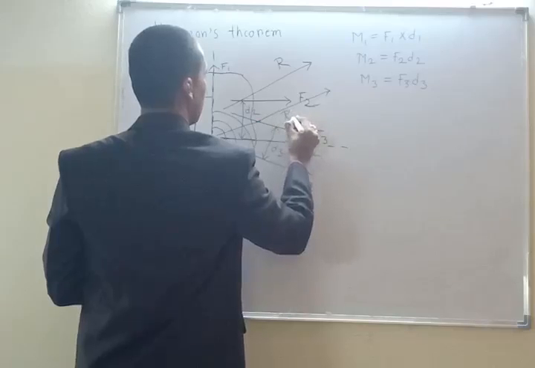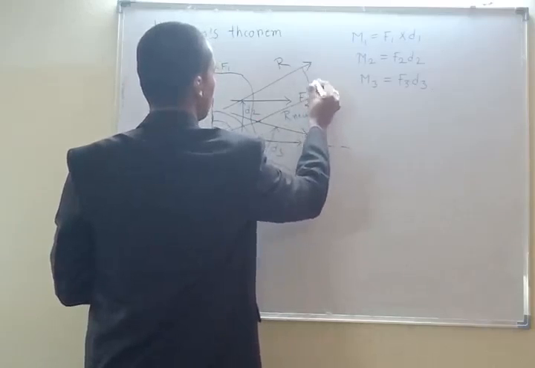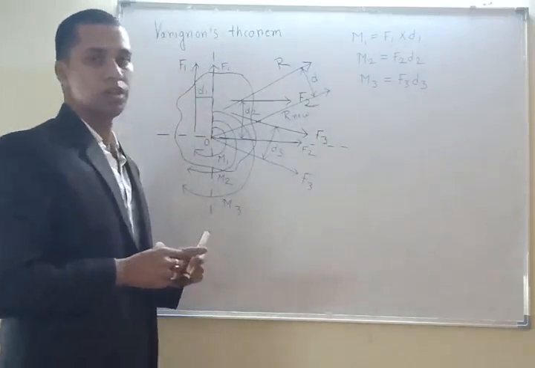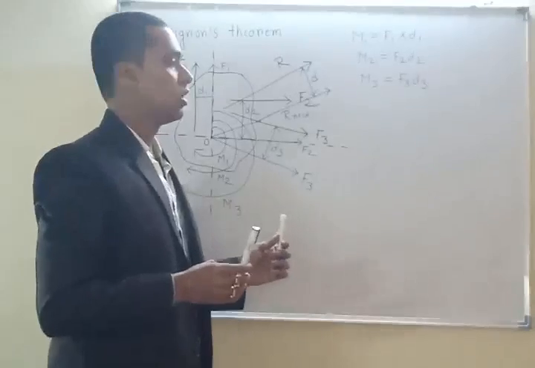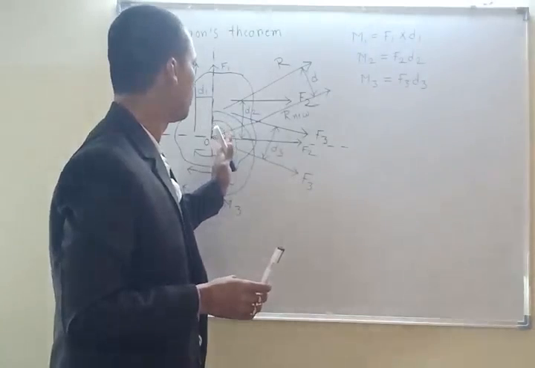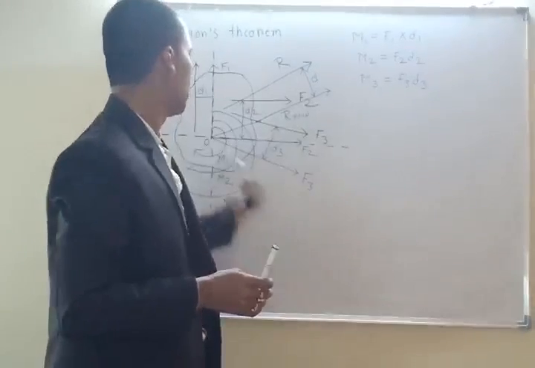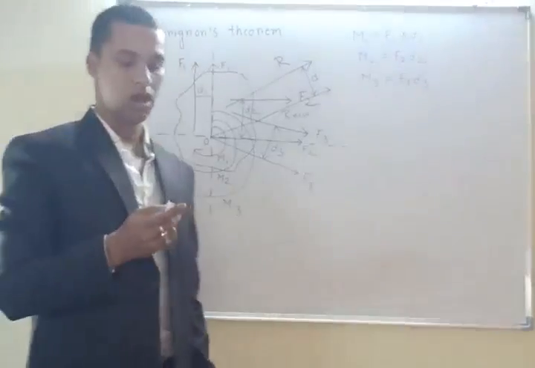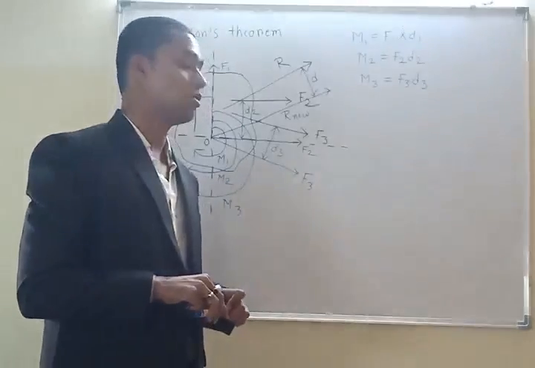R new. And the distance between these two is D. So the location of the new resultant can be found by Varignon's theorem. This may look a little complicated, but after solving one or two questions, our concept will be clear.